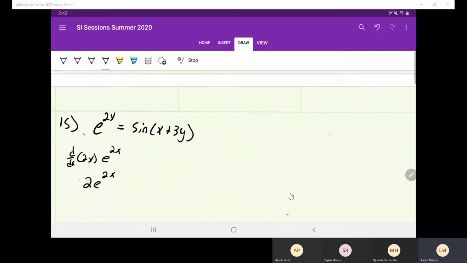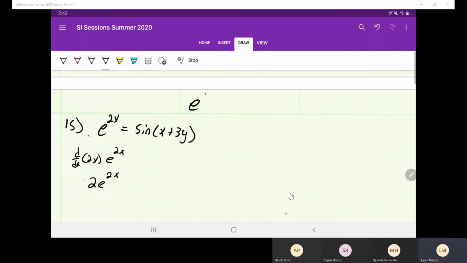Because if you have, say, e to the f of x equals, does that make sense? The formula right there? The derivative of f of x times e to the x. So the derivative of e to the 2x is 2e to the 2x.